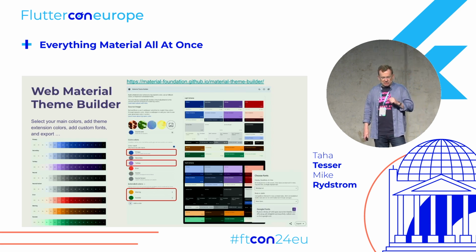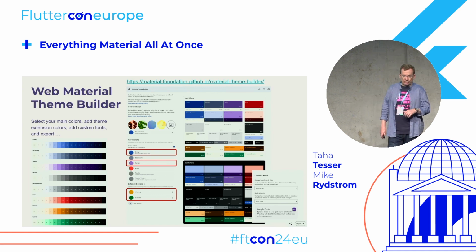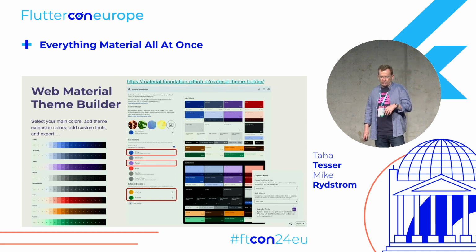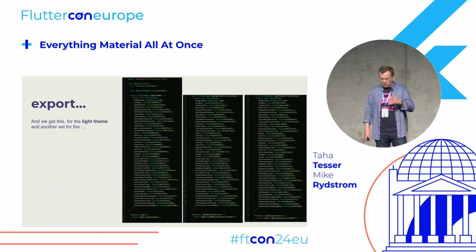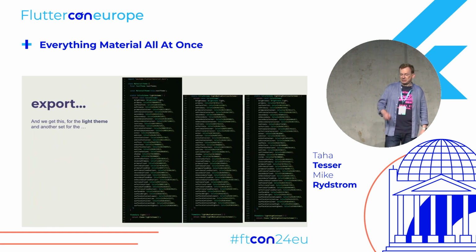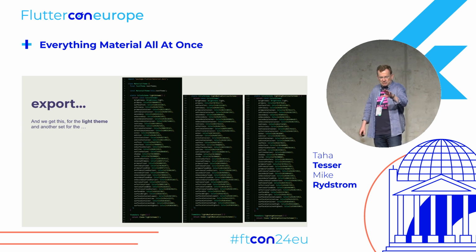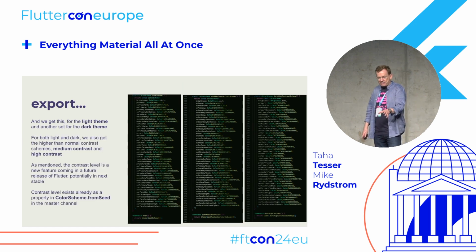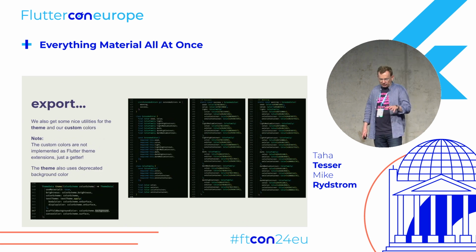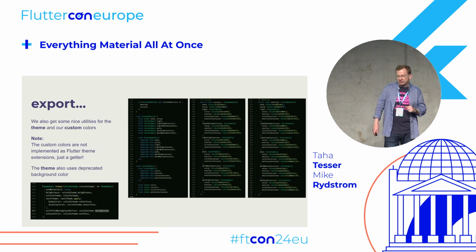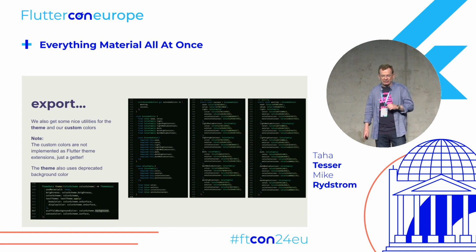A new thing in this web builder is that you can assign some fonts also from Google Fonts. So you can set a predefined font for your headings and another for the body. That's kind of nice and handy. And then you export this to Flutter and you get this. So now you have all the colors for the light scheme, the medium, and the high contrast, and the same for the dark. It's a silly amount of colors, of course, that you get when you export this. And you get also the same things for your custom colors and the helper to make a theme from it.